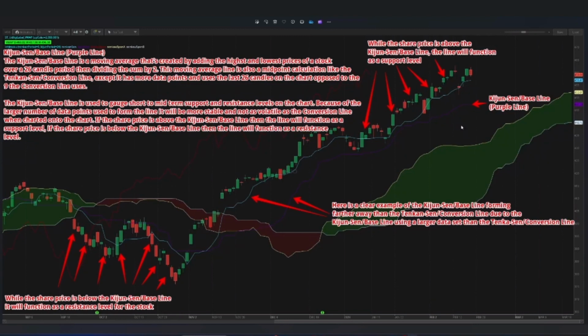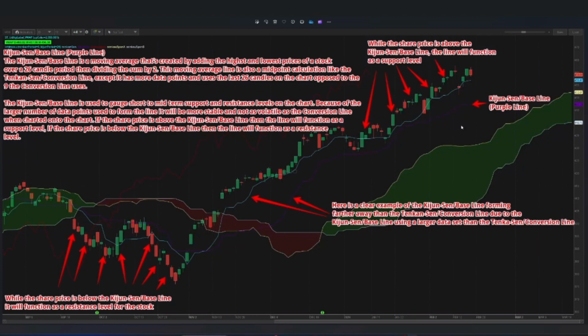What it does here is that the midpoint calculation for the Kijun baseline is using the last 26 candles in the chart. So it's taking the last 26 candles on your chart, taking the highest and lowest prices of each of those 26 candles, adding them together, and then dividing by 2 before plotting it onto the chart. So it's taking more data points than the Tekken conversion line, and because it's using a wider set of data, it's not as volatile as the conversion line. So it's going to be a smoother line, and it's going to be further away from your share price because it's got more data points.